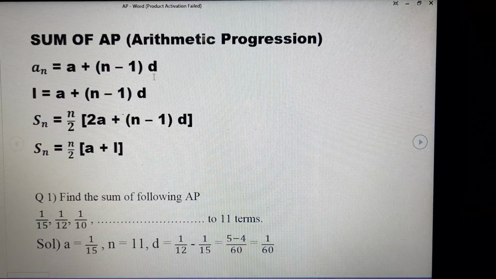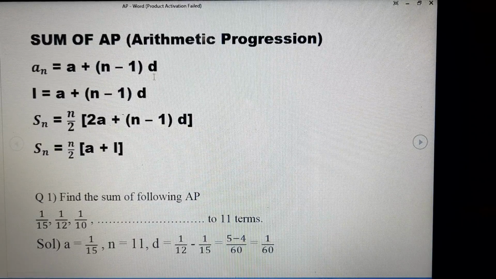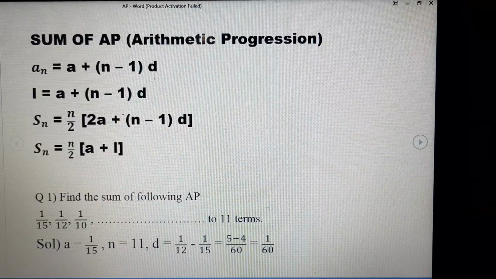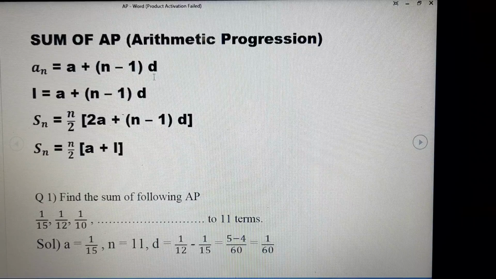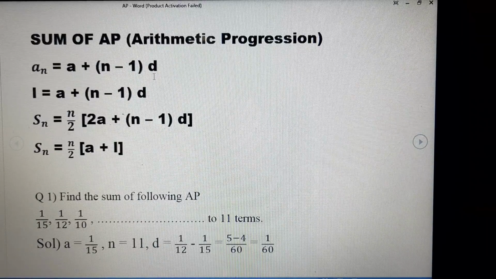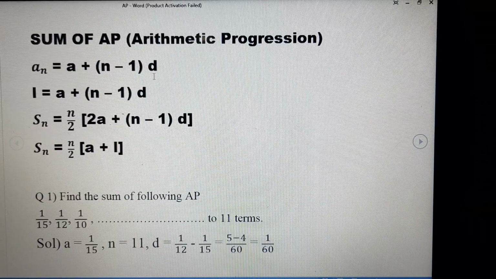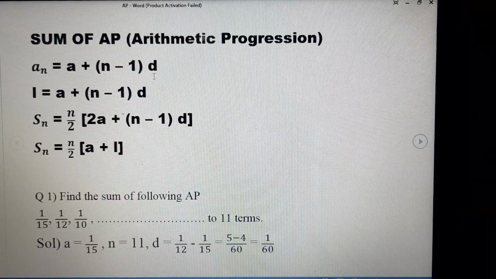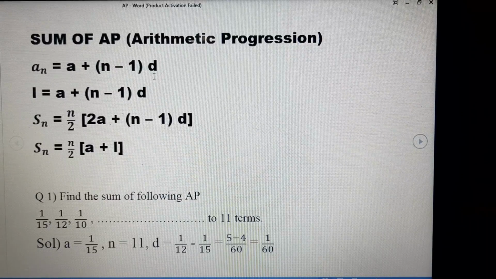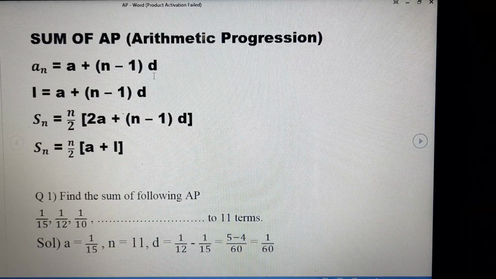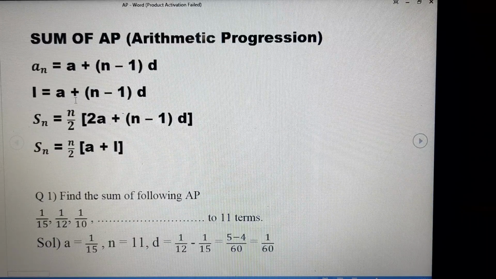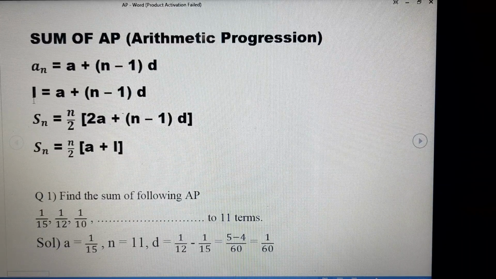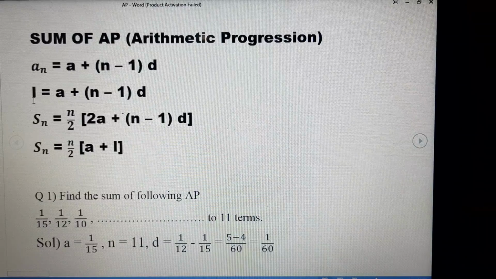As I have said, skip counting, skip 10, so 10 will be the common difference. Skip 5, 10, 15. So this 5 is basically the common difference, which is the difference of two successive numbers of the series. T2 minus T1, second term minus first term, or T3 minus T2, like that. L is equal to a plus n minus 1 into d. L stands for the last term.